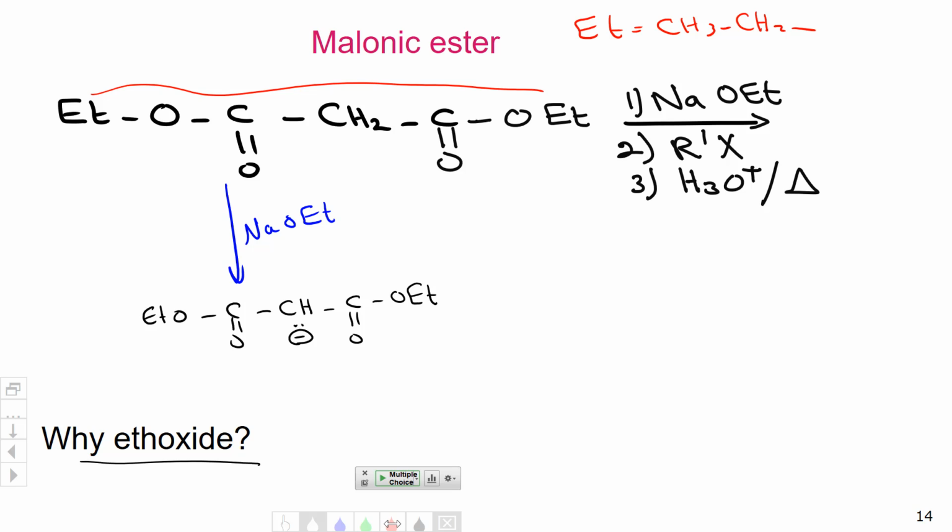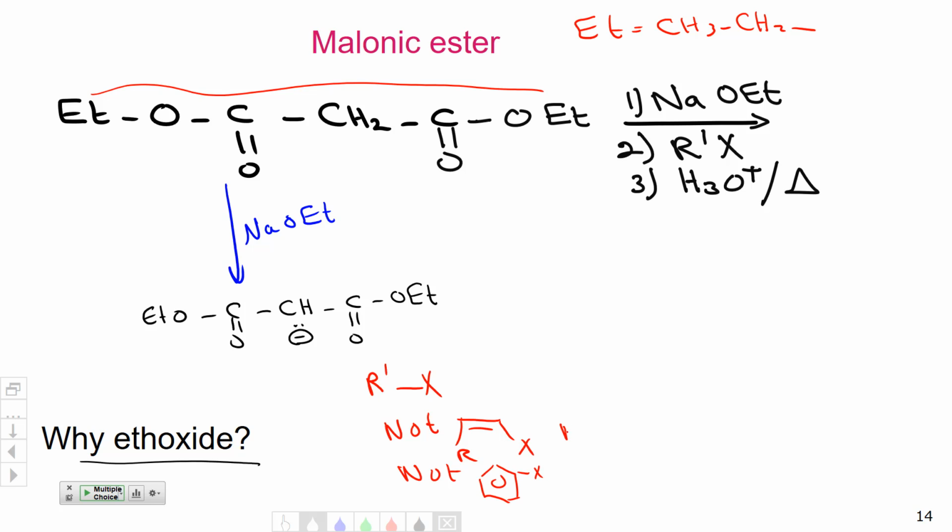Now, the very next step is using R prime X. What do you think are the limitations for that R prime X? Not vinyl, that's right. In other words, exactly the same as before. Not vinyl, not phenyl, and not tertiary. So the next step is this, substituting that.